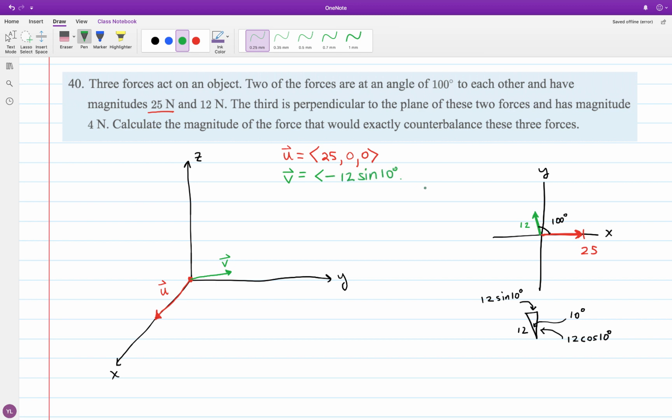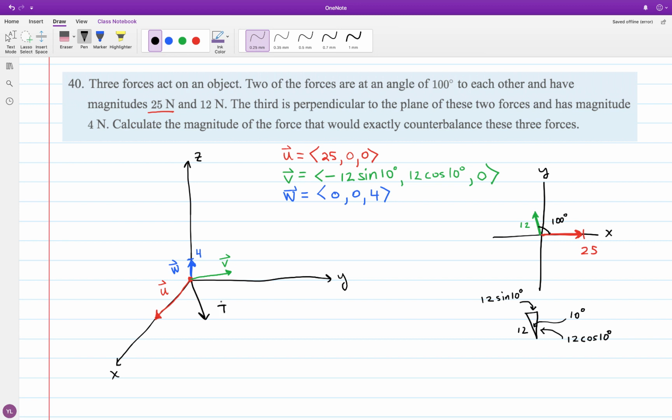And then I move on to the last vector, which is supposed to be perpendicular to the plane that U and V are in, but that's the xy plane, which is very convenient because that puts the last vector just right along the z-axis with coordinates 0, 0, 4, since its magnitude is 4.